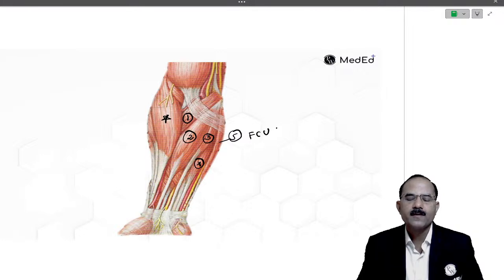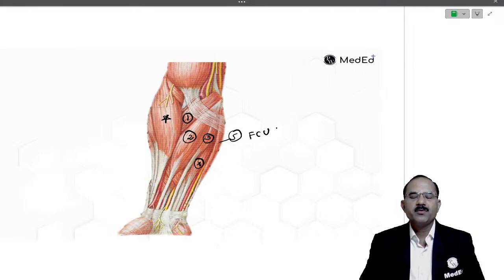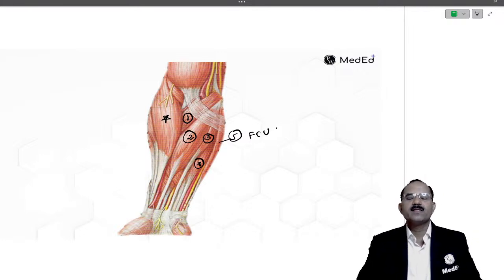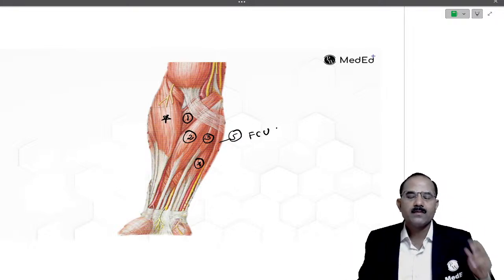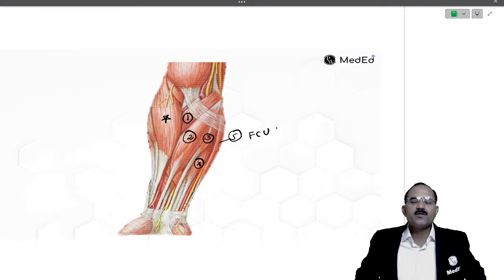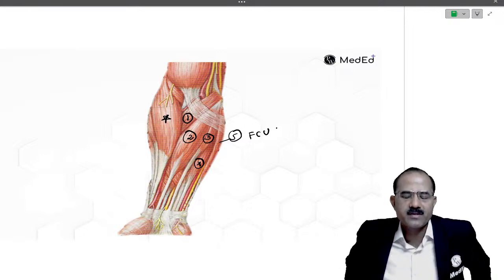What is this muscle? That is an associated movement, child. Gaurav, that's basal ganglia. These are associated movements. Why does the upper limb move? That is basal ganglia. These are known as associated movements.